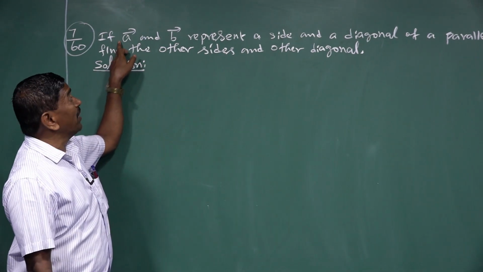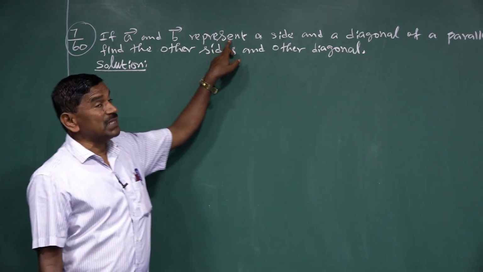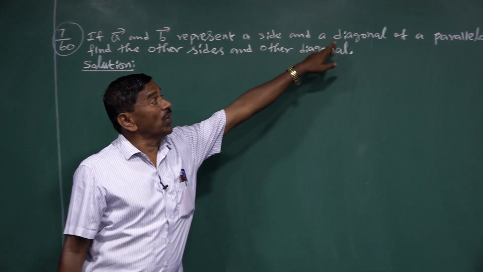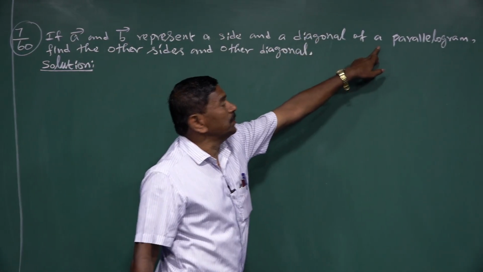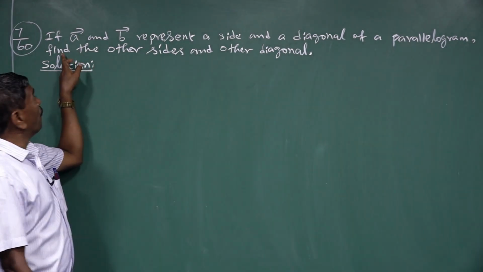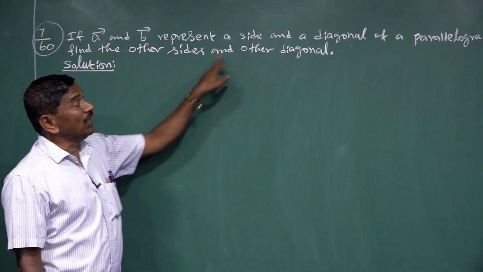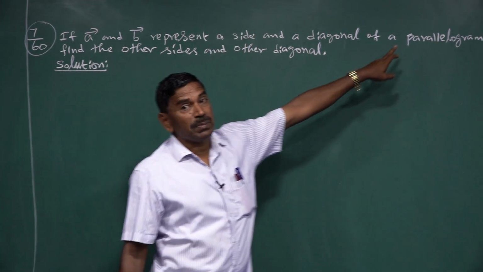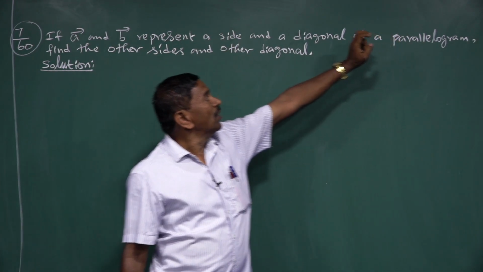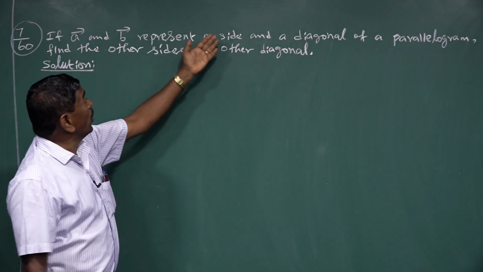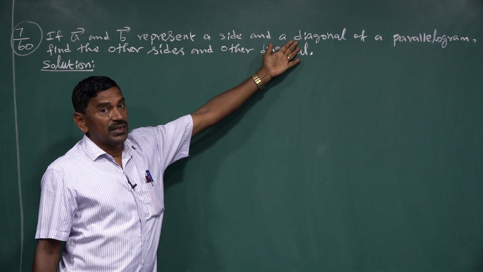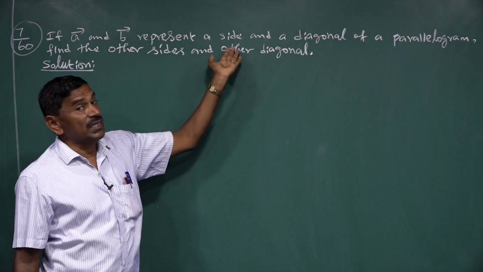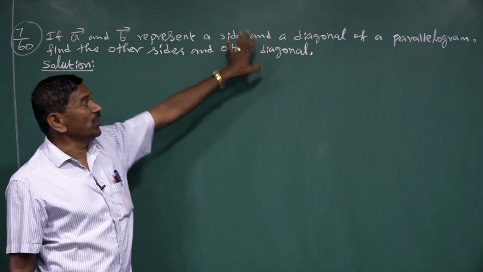Listen, 7th question from first exercise. If A vector and B vector represent a side and a diagonal of a parallelogram, find the other sides and other diagonal. Here, the given keyword is parallelogram, and one side and one diagonal are given. We want to find the other sides and other diagonal. So it is our aim.